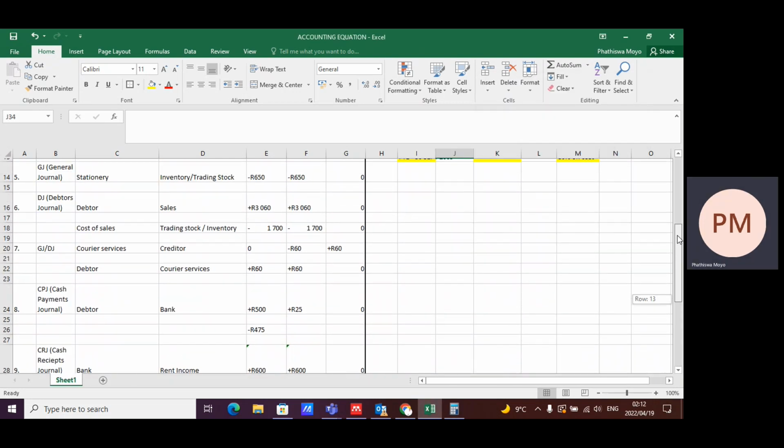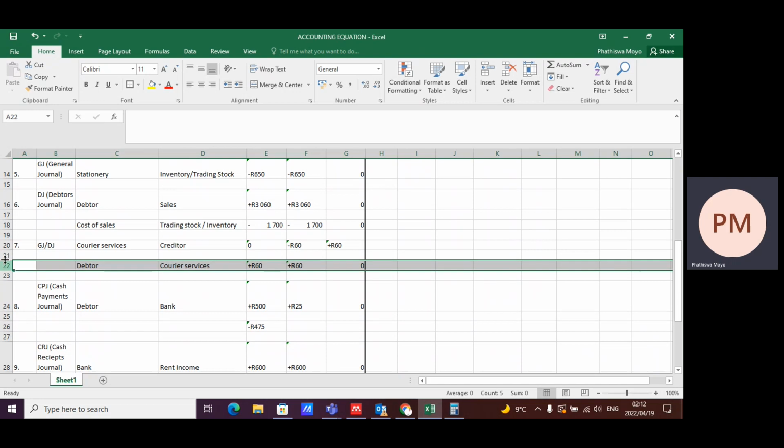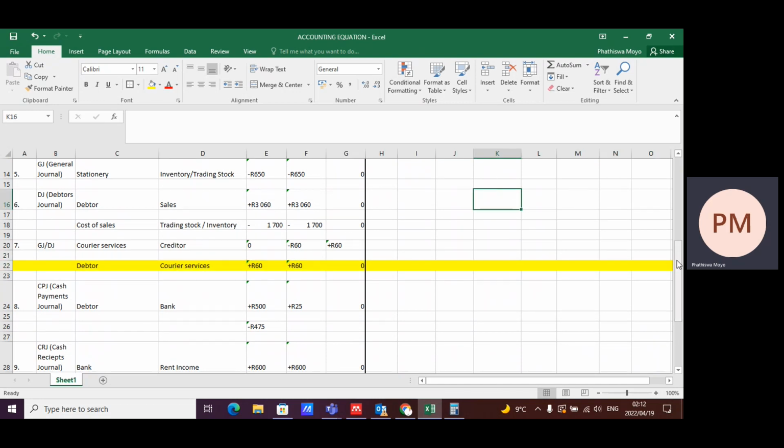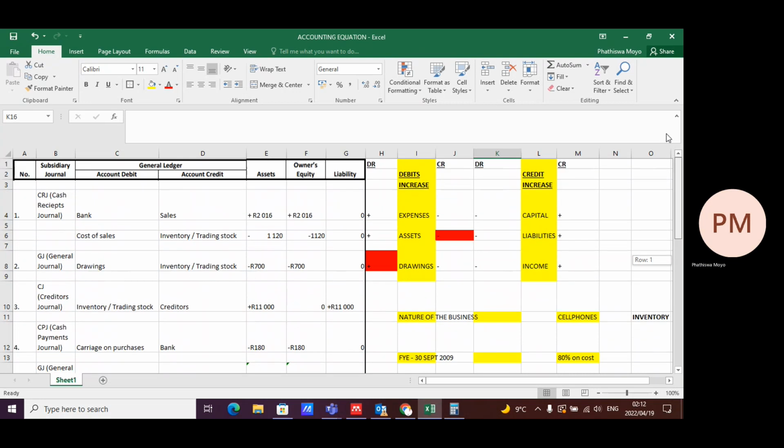So remember, this one was not at a data account level. Okay, so guys, I hope you've seen how we do the accounting equation. So I always say a pass mark for me is 80%.